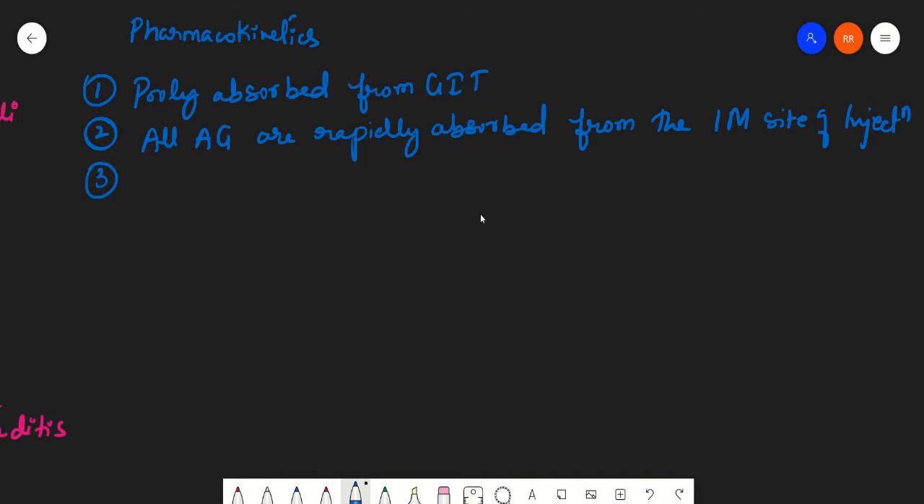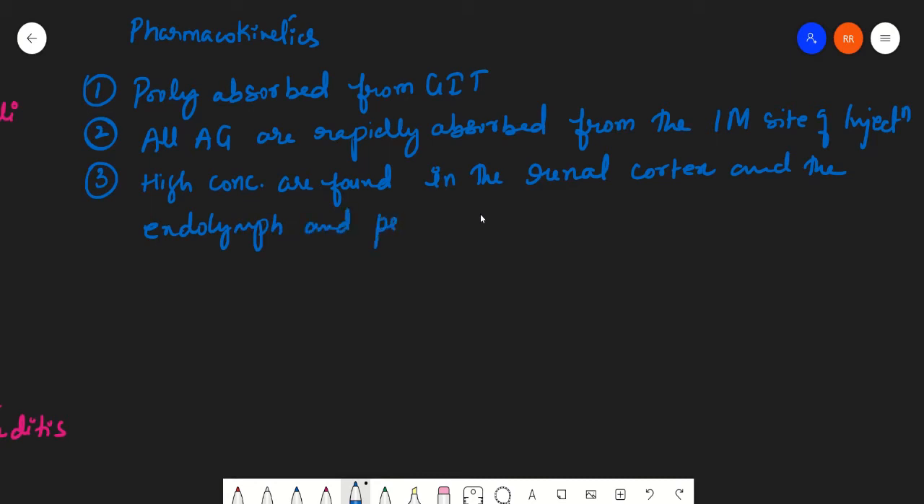See, the third point is very important. Aminoglycosides are generally found in high concentration, highly distributed in the renal cortex and the endolymph and perilymph of the ear.